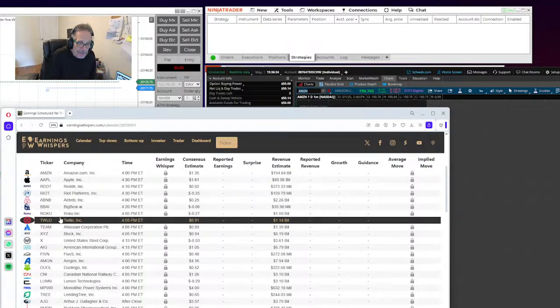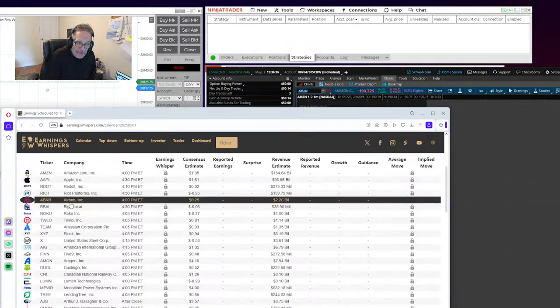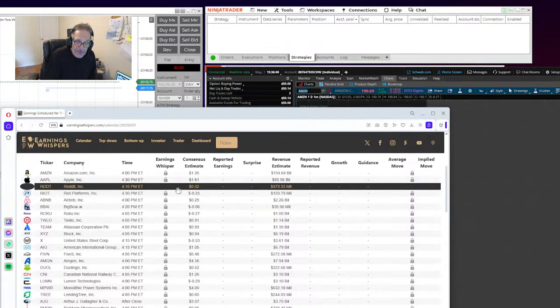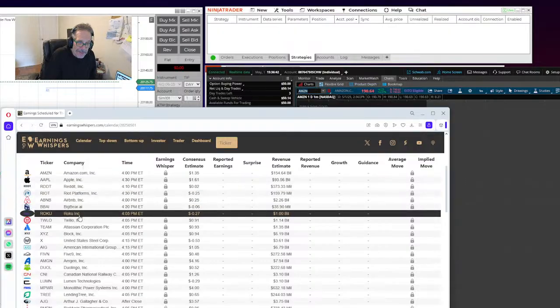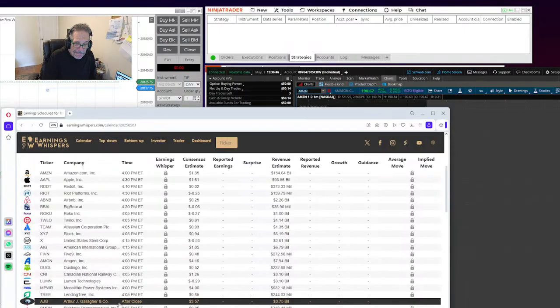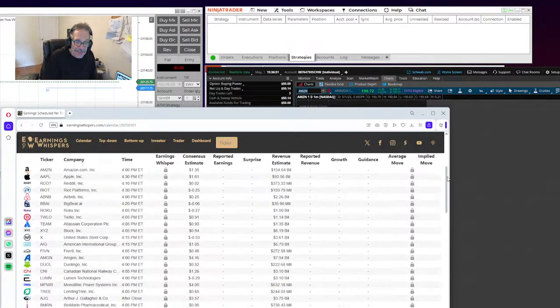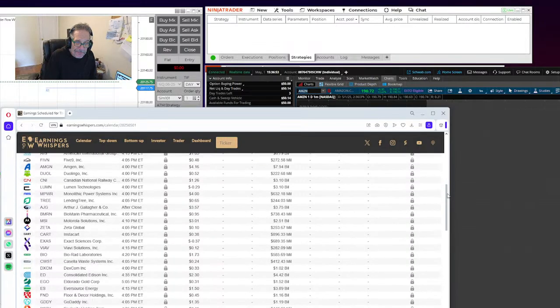Was talking about Reddit. They've only had, I think, one or two, maybe only one other previous earnings. So we'll just keep an eye on their earnings at 4:10. I don't really see anything else that's going to affect the markets in a way that's going to change anything that we would do today.